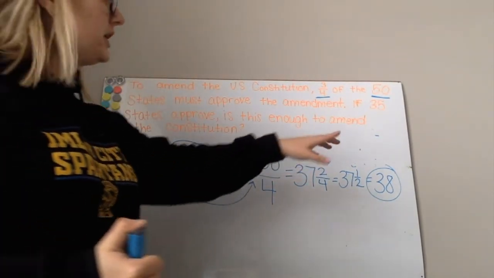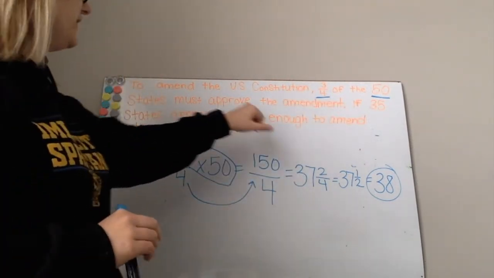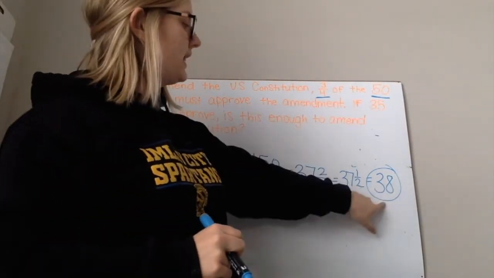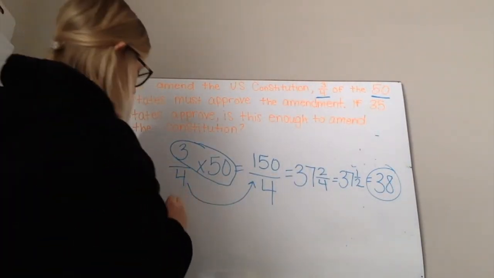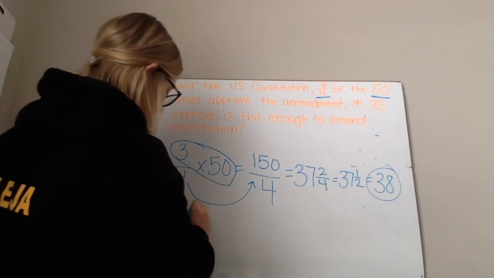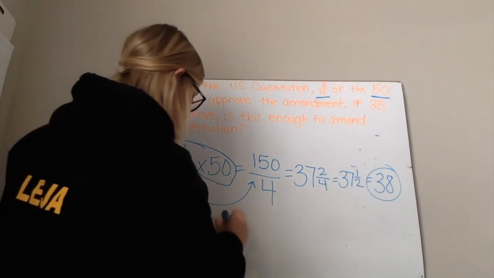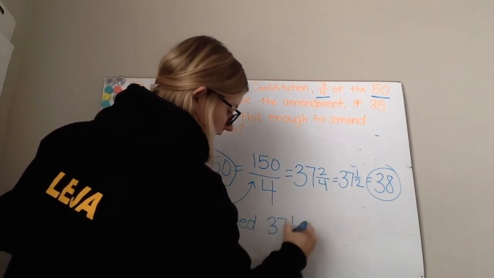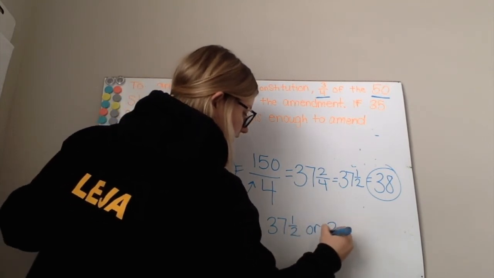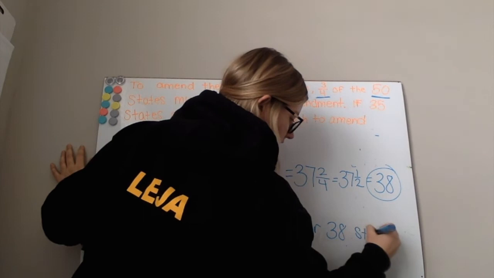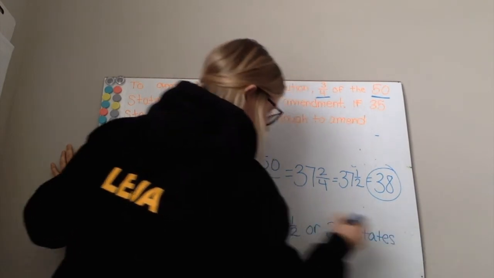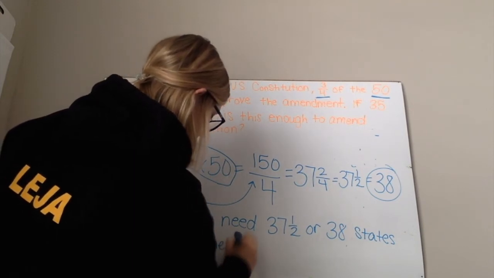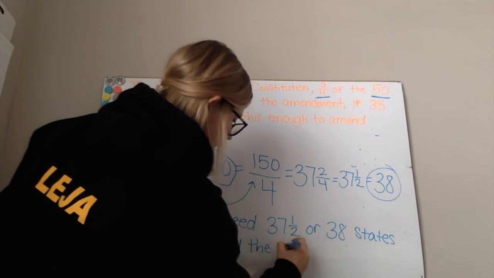But I'm not done, because it says if 35 states approve, is this enough to amend the Constitution? Well, 35 is 3 less states than 38, so our answer is no. You need 37 and a half, or 38 states to amend the Constitution.